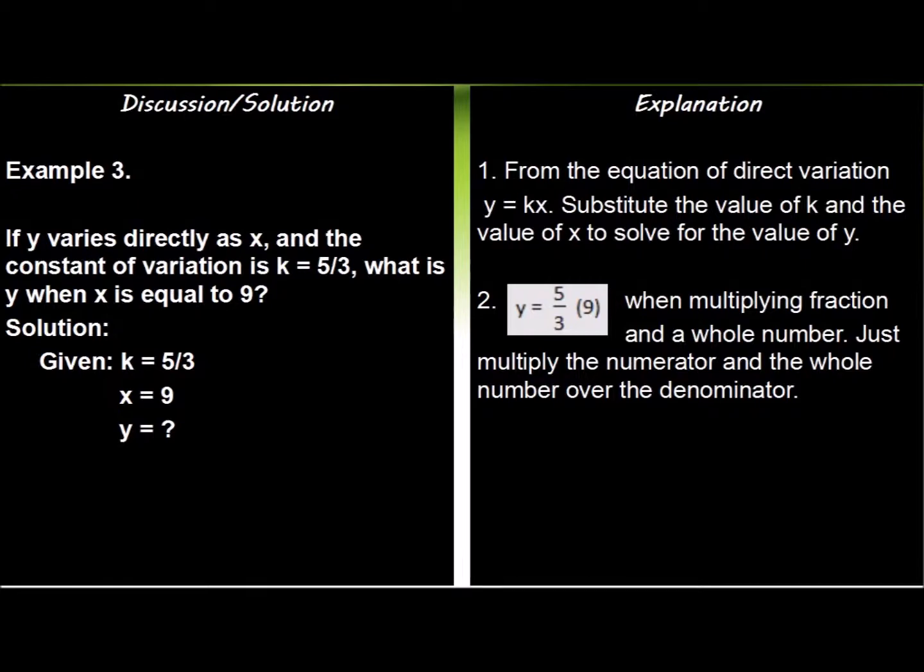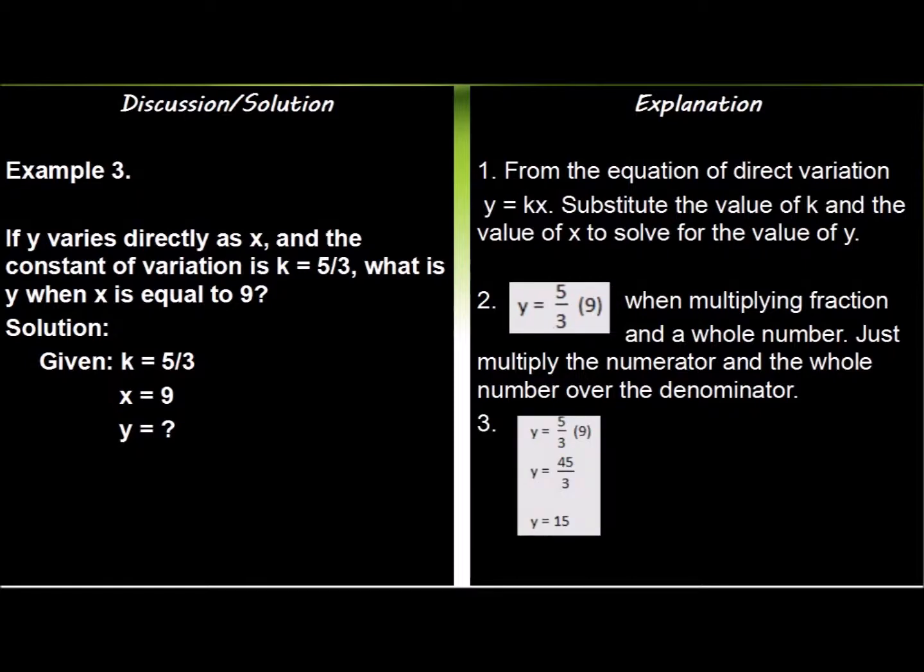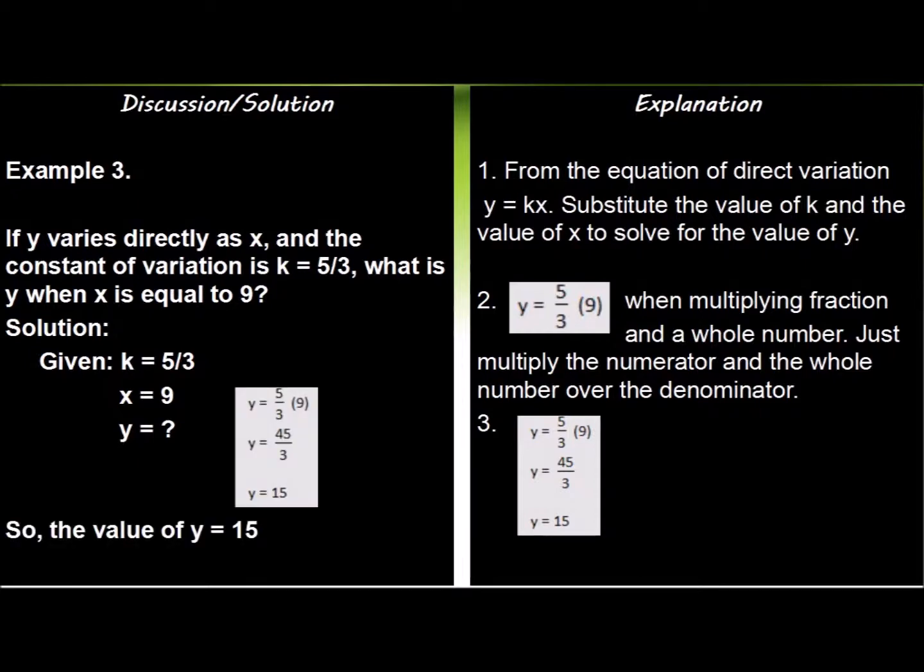When multiplying a fraction and a whole number, just multiply the numerator and the whole number over the denominator. So we have here y is equal to 5 over 3 times 9. So we have 5 times 9, which is equal to 45 over 3. And our final answer here is equal to 15. So from there, the value of y is equal to 15.